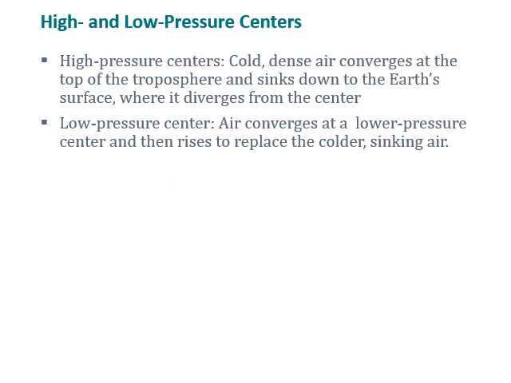In order to understand mid-latitude cyclones, we need to first discuss some terminology known as high pressure centers and low pressure centers. High pressure centers are cold, dense air that converges at the top of the troposphere and sinks down to Earth's surface, where it diverges from the center. Low pressure centers are just the opposite, where air converges at a low pressure center and then rises up to replace the colder, sinking air.